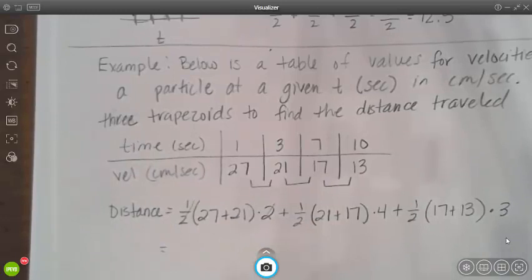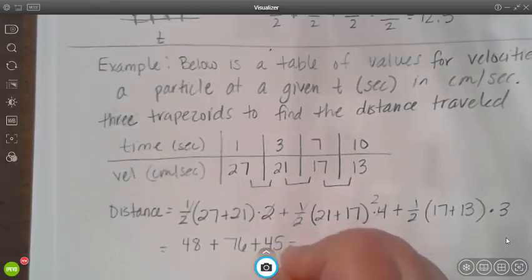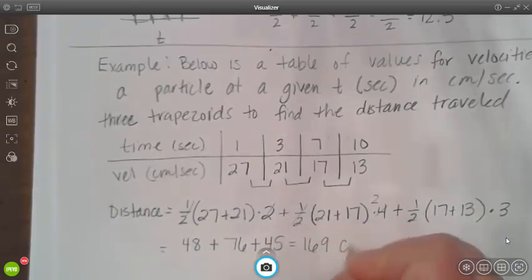So we've got 27 plus 21, which is 48, plus 21 plus 17 times 2, which gives me 76, plus 17 plus 13 is 30, divided by 2 gives me 15, times 3 gives me 45. So now when I add these, I am adding with a calculator right now, we get 169 centimeters.